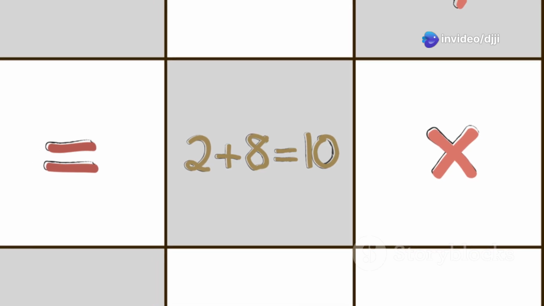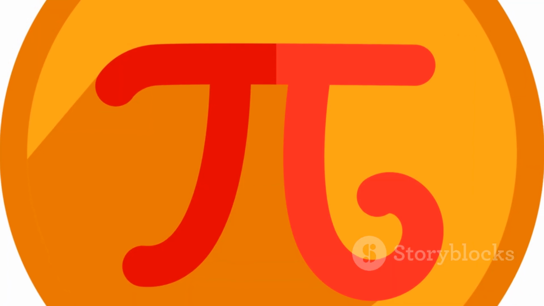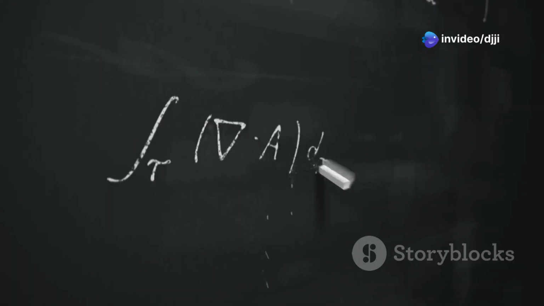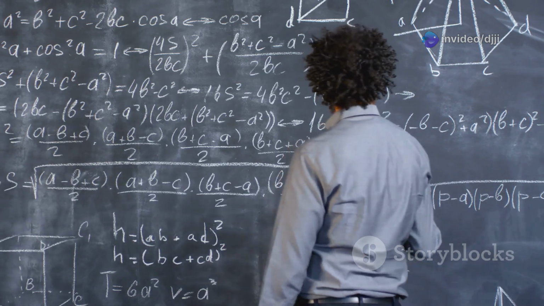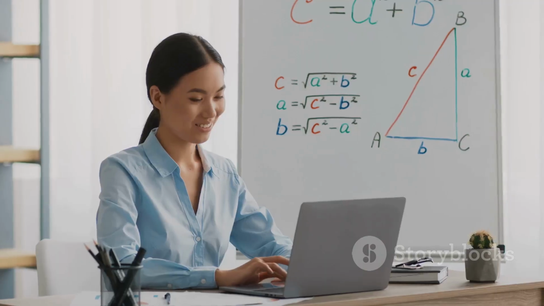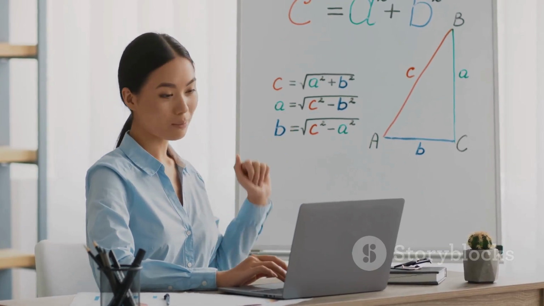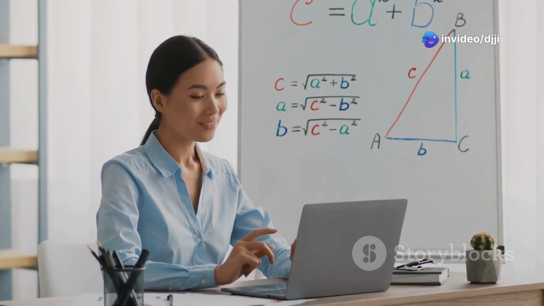of pi over 4 equals the square root of 2 over 2, tangent of pi over 4 equals 1. 60 degrees, or pi over 3: sine of pi over 3 equals the square root of 3 over 2, cosine of pi over 3 equals 1/2, tangent of pi over 3 equals the square root of 3. These values are derived from the geometry of right-angled triangles with these special angles, and they are crucial for understanding and solving trigonometry problems.